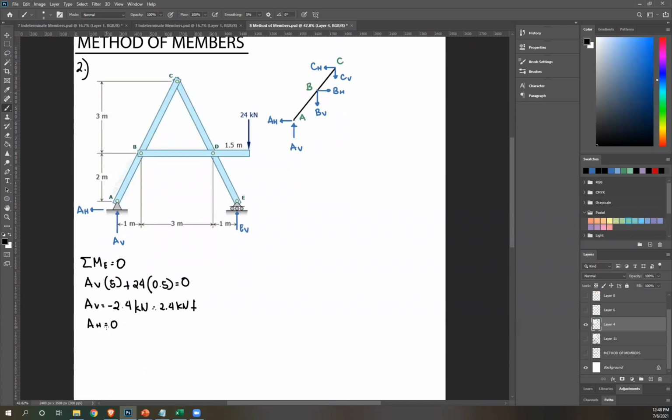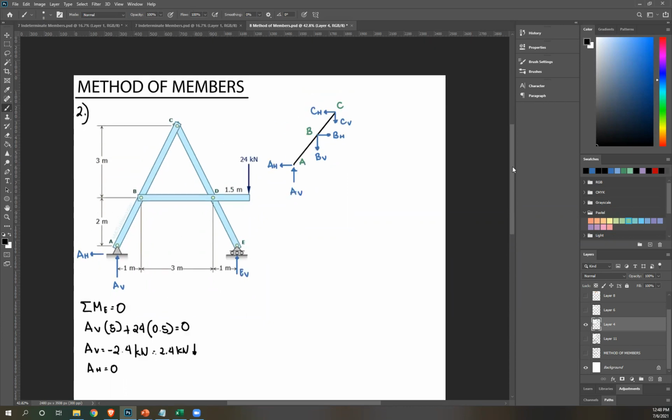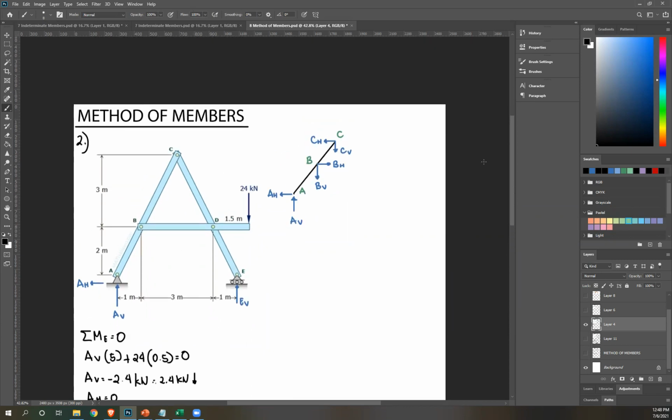Right, so now I have AV and AH. I'm down to 4 unknowns, which is what we need. So how do I solve for that? Now, 4 unknowns, right? We only have 3 equilibrium equations. That means that's not enough to completely solve for this.